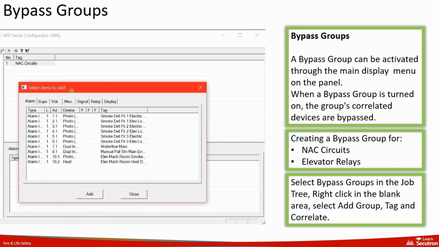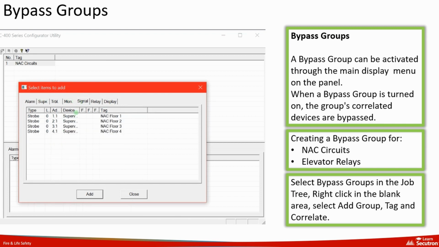To create a bypass group, select bypass groups in the job tree, right-click in the blank area, select Add Group, add tags, and then correlate.